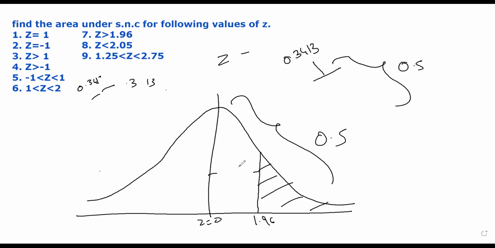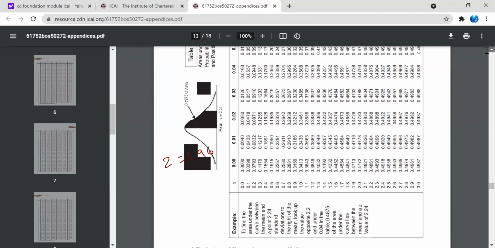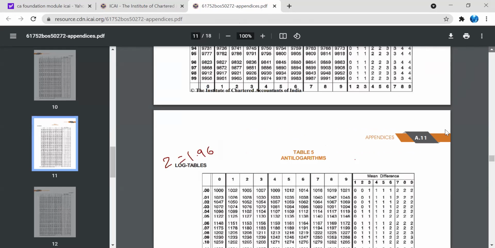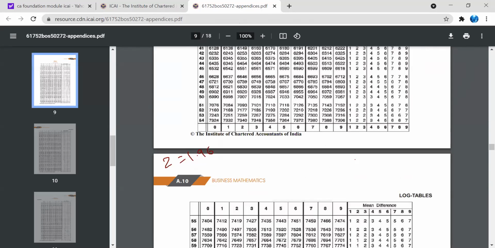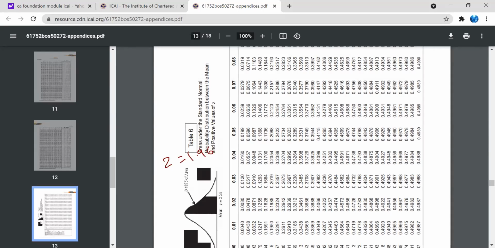If I get this area, then by subtracting it from 0.5 I will get the required area. So I'll find the area between 0 and 1.96. How to find it? To find 1.96, we look for 1.9 in the x direction. So where is 1.9 in x? Here. And now we will go and find the value under 6. So what is its value? 0.4750. So this area is 0.4750.